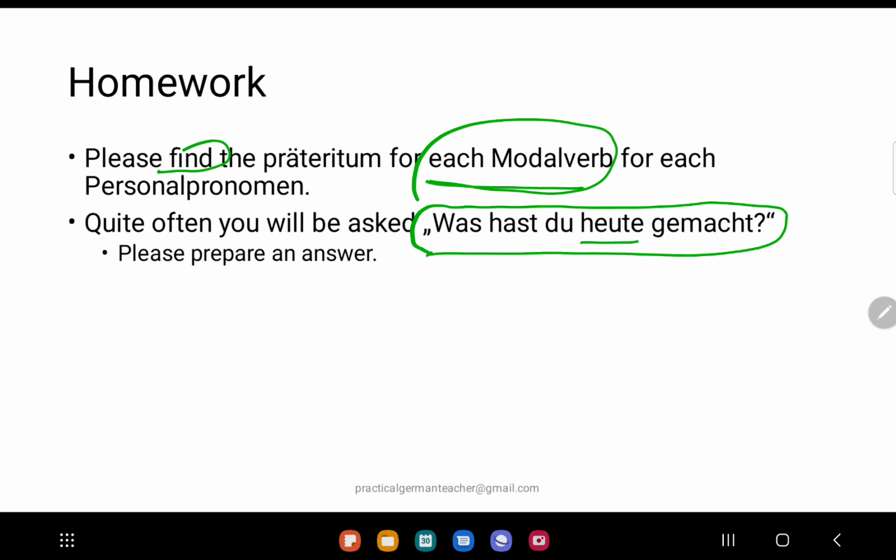Like a friend calls you after some time. I don't think you'll talk to your friend in German, but just think when your boss calls you and asks, what did you do today? See if you can prepare an answer about your work life, right? So what all did you do? And to say this, you will need Partizip II and Präteritum.